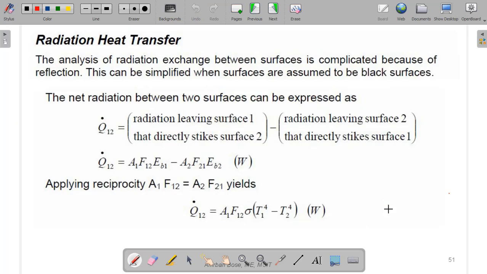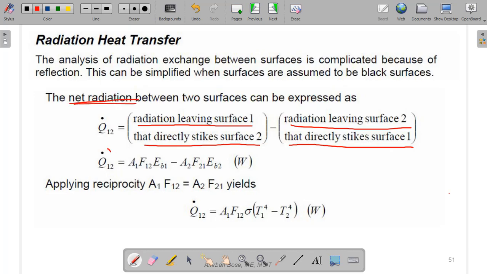So that is there in the expression here. You can see this is the radiation leaving surface 1 that directly strikes surface 2, minus the radiation leaving surface 2 that directly strikes surface 1, which is the net radiation. What is the net radiation? Here Q12 dot means the net radiation. So net radiation will be A1 F12 EB1 minus A2 F21 EB2.